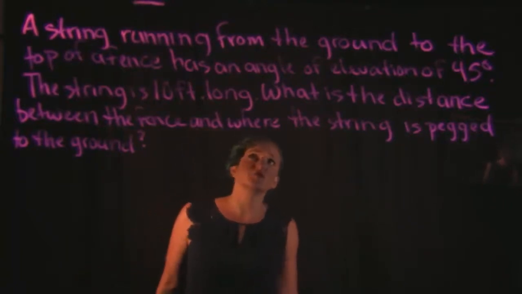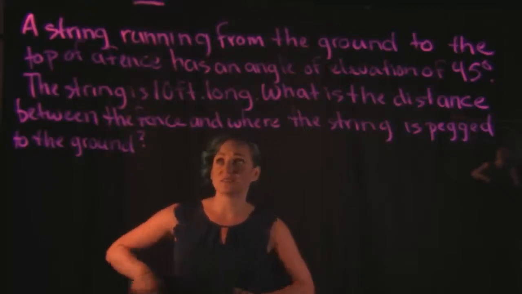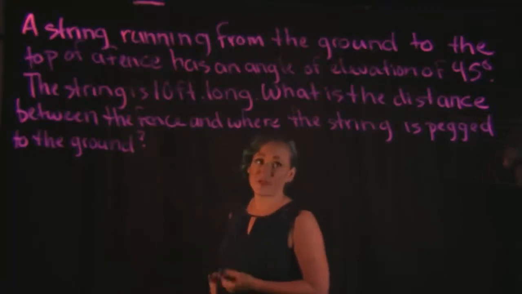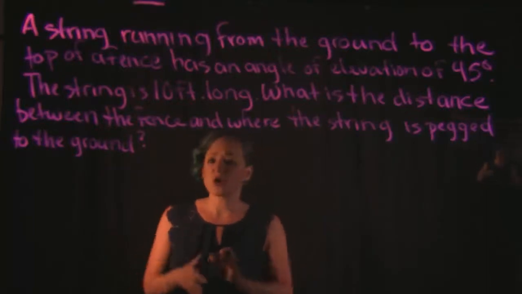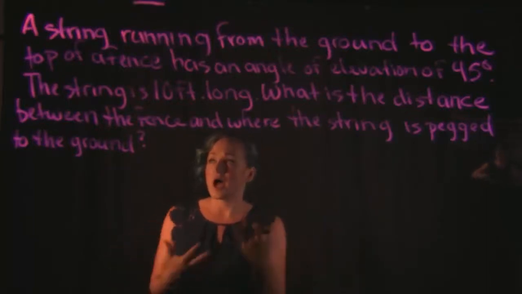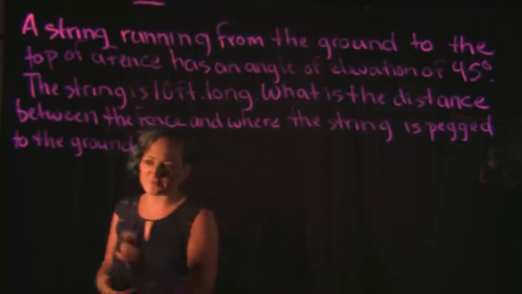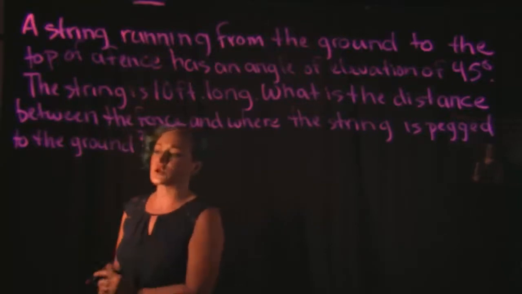This one says that a string running from the ground to the top of a fence has an angle of elevation of 45 degrees. The string is 10 feet long. What is the distance between the fence and where the string is pegged to the ground? I'm going to draw this situation out first. If you're not given a drawing for your particular problem, I really feel it helps if you draw it out, so we can see exactly what's going on.